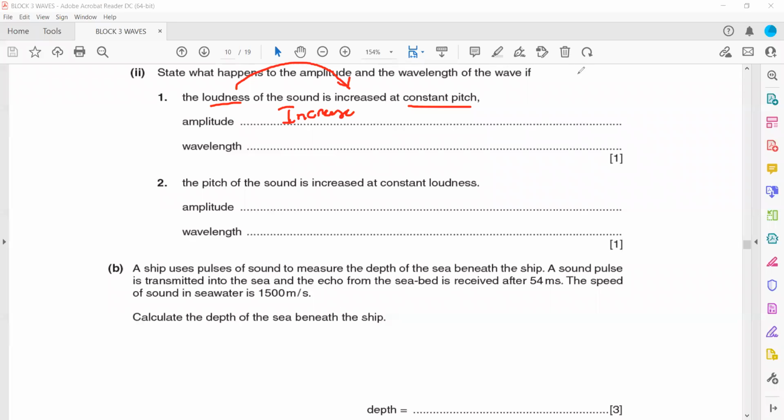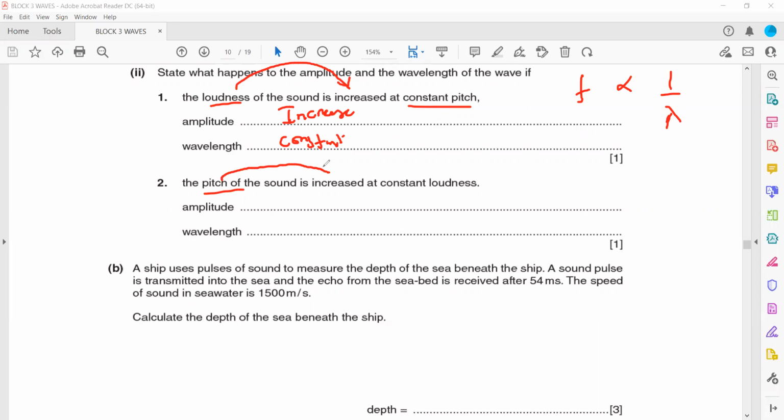Remember, what is the relation between the frequency and the wavelength? If speed is constant, frequency and wavelength are inversely proportional. But here, because we are not changing the frequency, the wavelength will not change as well. So it will be constant.